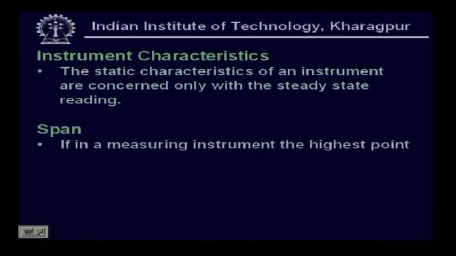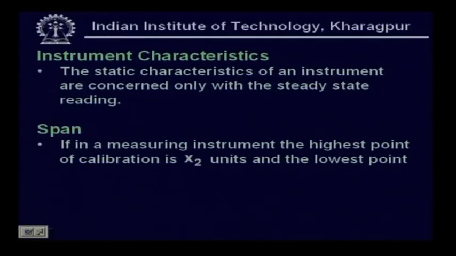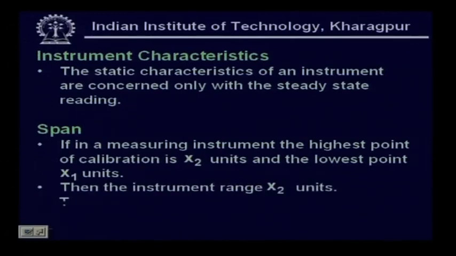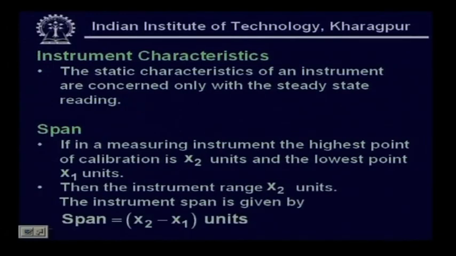Now if in a measuring instrument the highest point of calibration is x2 units and the lowest point of calibration is x1 units, then the instrument range is x2 units and the instrument span is x2 minus x1 units. It is very simple. Suppose I have a temperature sensor which can measure 5 degree centigrade to 200 degree centigrade. In that case, I will call the range 200 degree centigrade, and the span 195 degree centigrade.